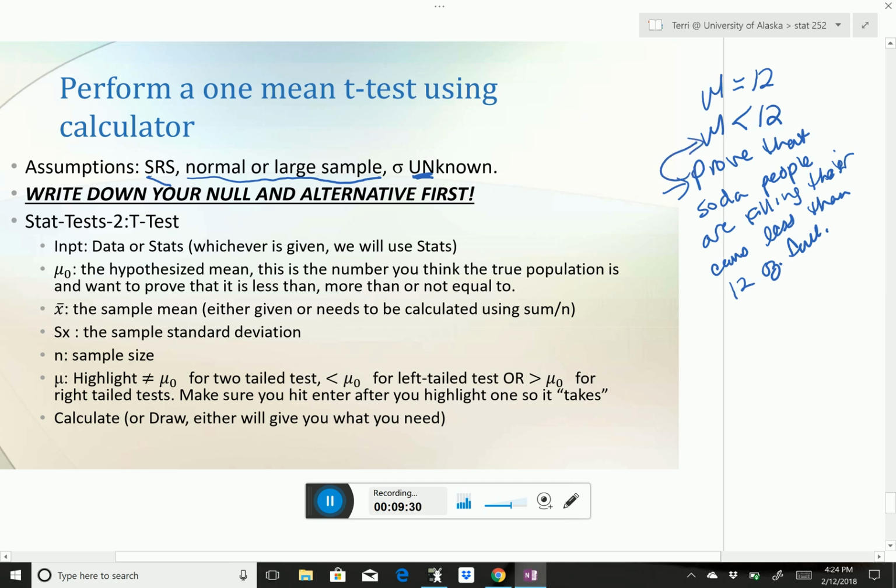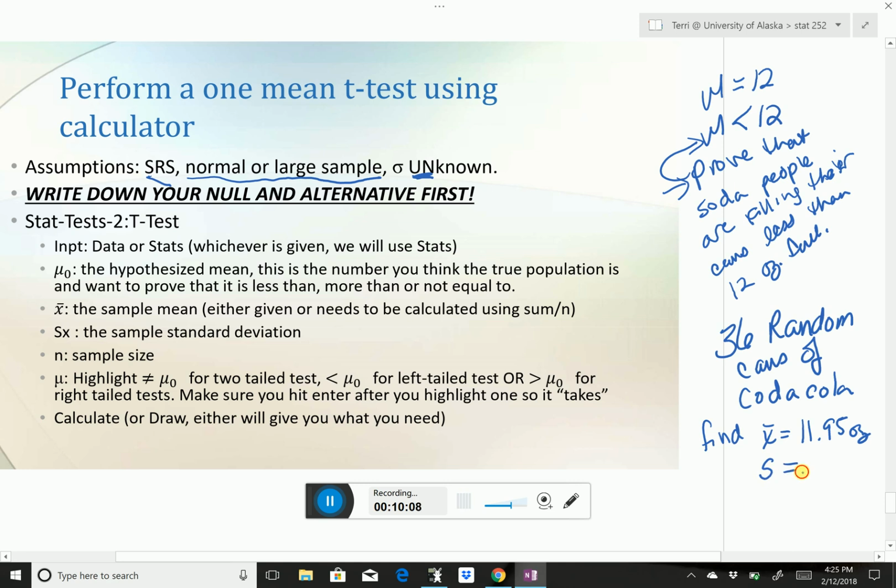Now I go out and I get 36 random cans of Coca-Cola. And from different places, right? Some are from vending machines. I get them all from different places. So it's a simple random sample. And I find that the average fill is 11.95 ounces with a sample standard deviation of 0.25 ounces.